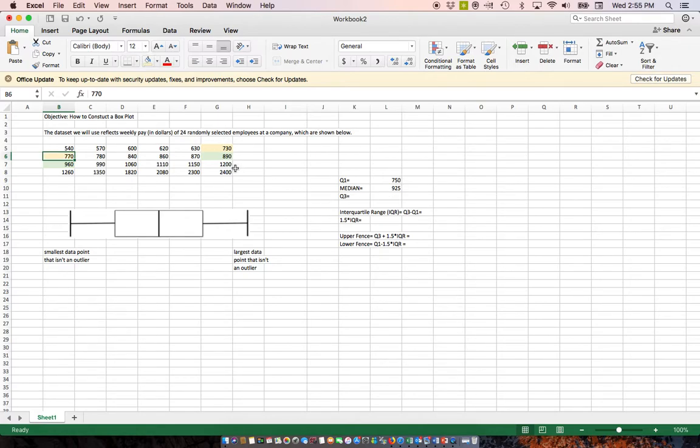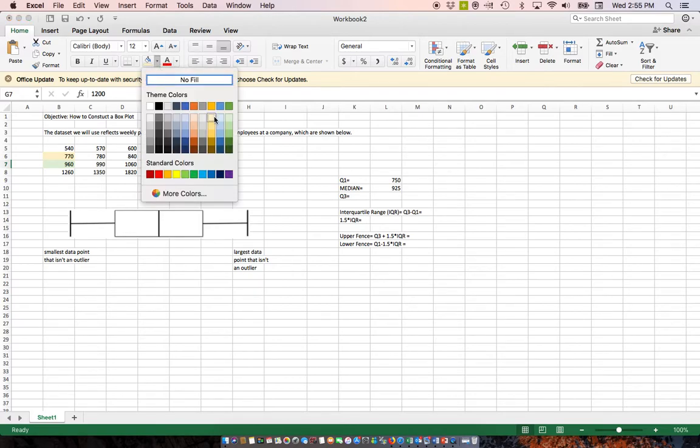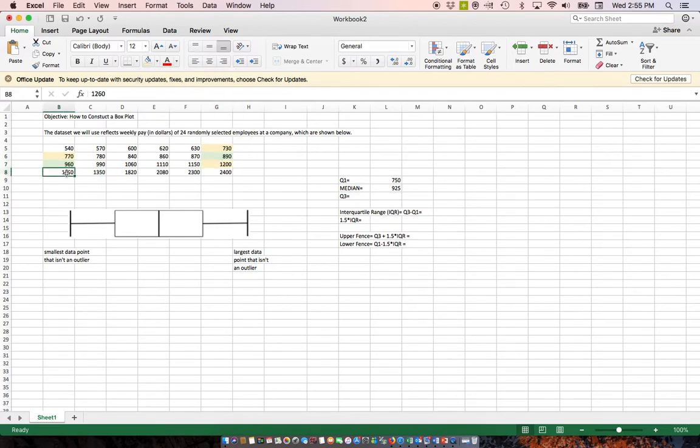okay, and the average is 750. And similarly, to calculate quartile 3, it's the number in position 18, and again, we'll just use that same color, and position 19, because we're looking for the median of these last 2 rows of 6 numbers each. So quartile 3 is equal to the average of 1200 and 1260 divided by 2.